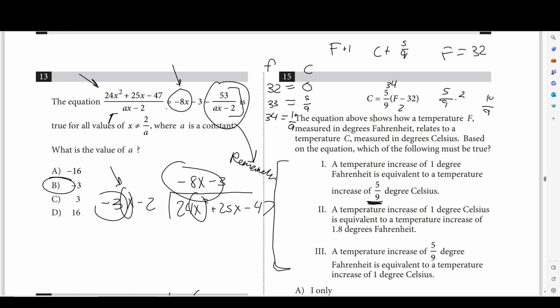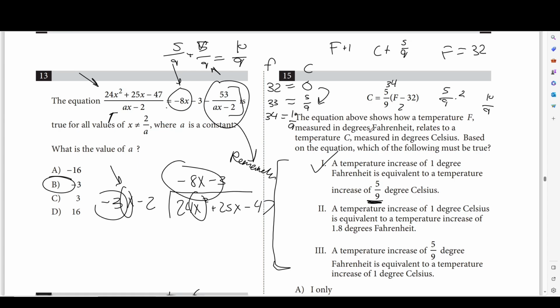And now I know it's true because I have 3 points, right? This is always going to keep on increasing, right? In order for you to go from 0 to 5/9, you add 5/9. In order to go from 5/9 to 10/9, you have to add 5/9, right? Because 5/9 plus 5/9 is the same thing as saying 10/9. Your denominator stays the same, right? So I know that choice 1 is true.